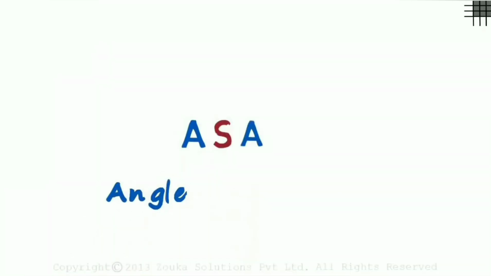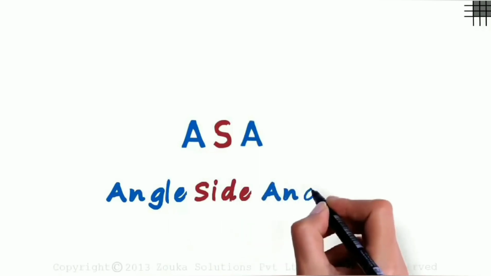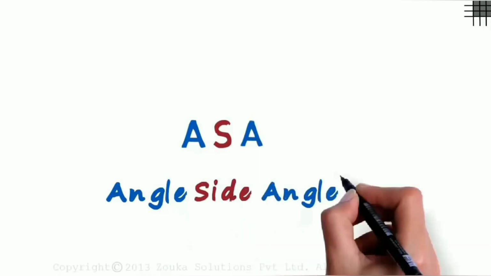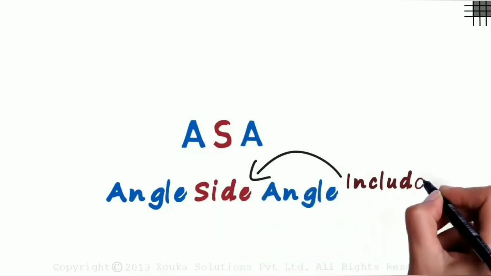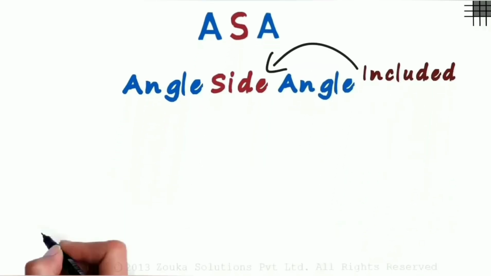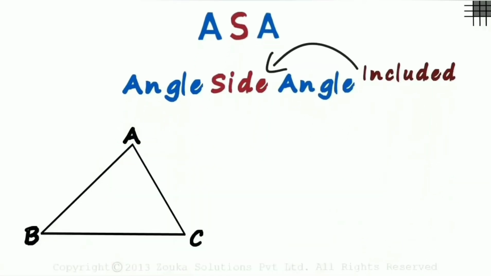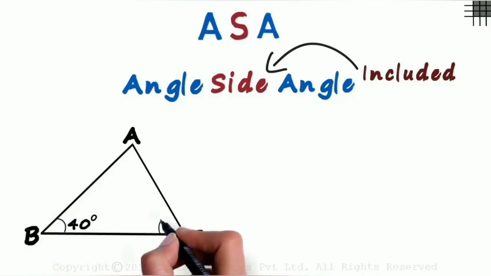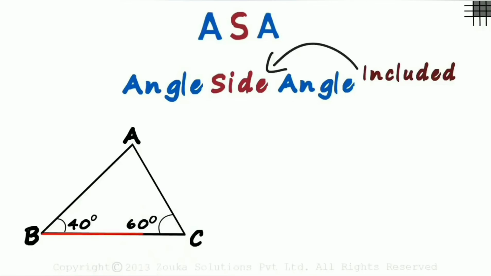ASA stands for angle, side, and angle. This time, a side would be included between two angles. Let this be triangle ABC. The measure of angle ABC is 40 degrees. Measure of angle ACB is 60 degrees. And the side between them, which is side BC, is 6 centimeters.